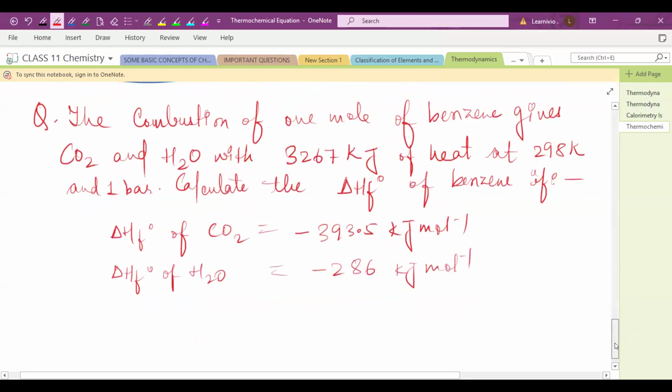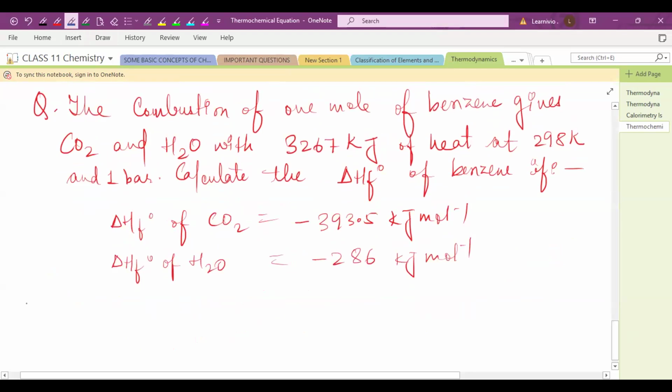Kilojoule per mole. Okay, so first let's understand the question. What is given in the question and what you have to calculate. So the conversion of 1 mole of benzene. So first you have to write the balanced chemical reaction. Benzene is C6H6 plus O2. So combust कर रहे हो C6H6 को, so you will get carbon dioxide plus water. Just balance this equation.